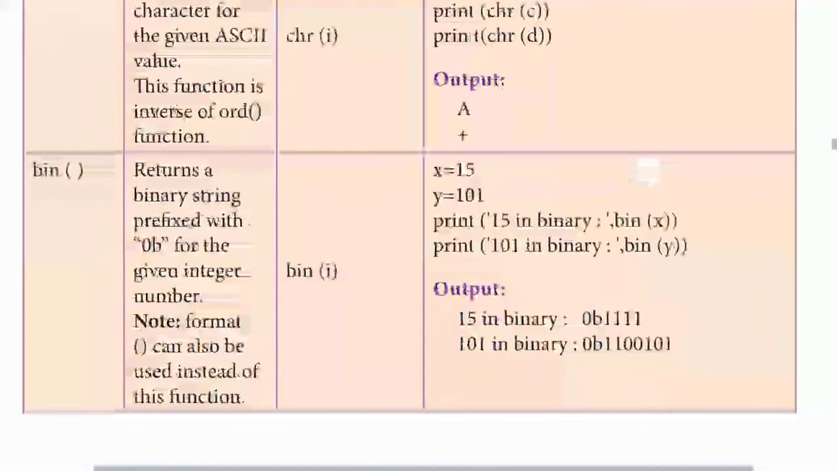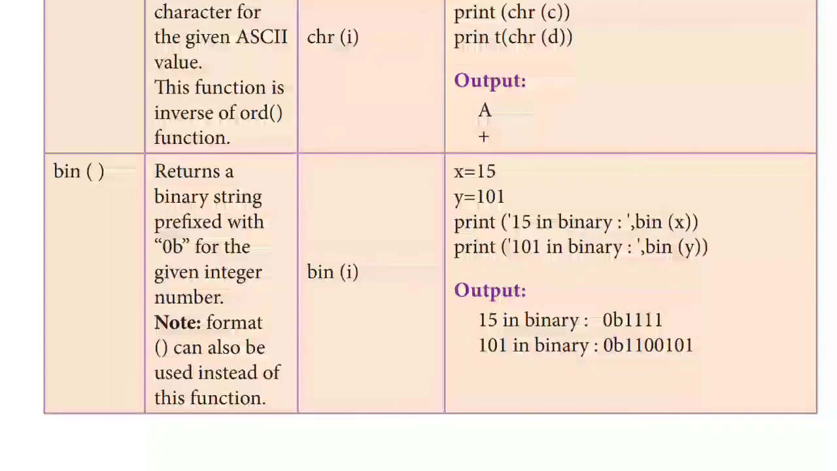Next is bin. This will convert any given number into the binary value. So x is equal to 15 and y is equal to 101. When you use it as bin x, it provides 0b. 0b denotes that the number following it is a binary number.